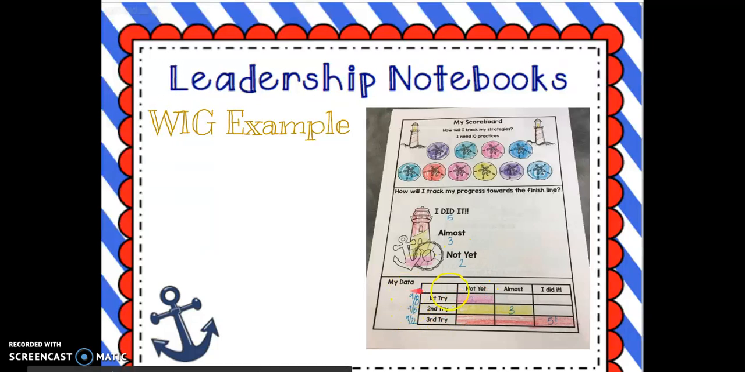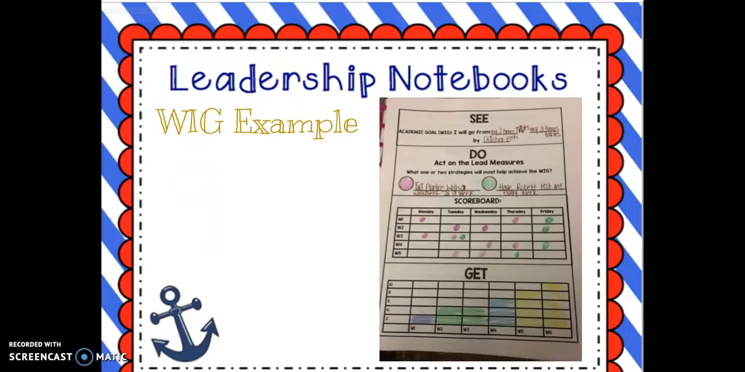So on September 8th, they counted to 2, so not yet. Then the next week, they counted to 3, almost. And then we did it and we counted to 5. And then we get to add a scale to our fish, and we get to add this in a celebrations tab if we choose. And we get a brand new WIG. So that's a lower level example.